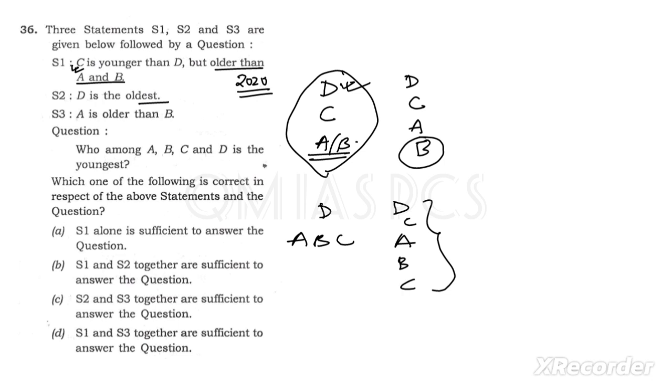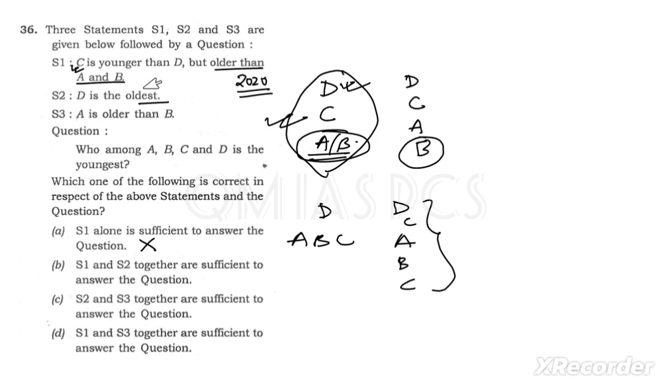Okay, if you follow S1 alone, we can't say which one is youngest, A or B. So S1 alone is not sufficient. S1 and S2 together: D is the oldest, it is given. Again, we don't know which one is the youngest.